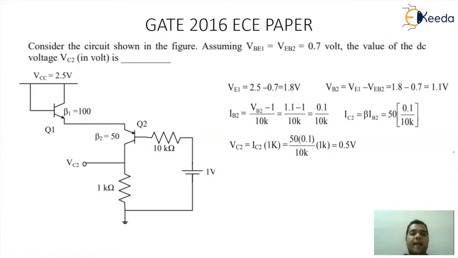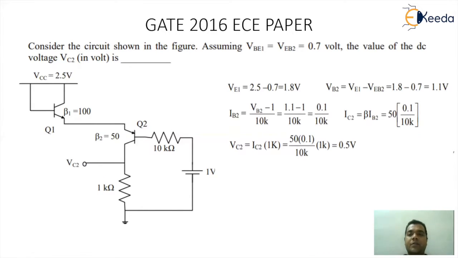Now I can apply KVL to the input path. The base voltage there is 1.1 volt and the battery supplied is 1 volt. So I can get the value of base current as potential difference upon resistance. I'm getting the value of IB2 as VB2 minus 1 divided by 10K, so it will be 0.1 divided by 10K. That will be the value of IB2.